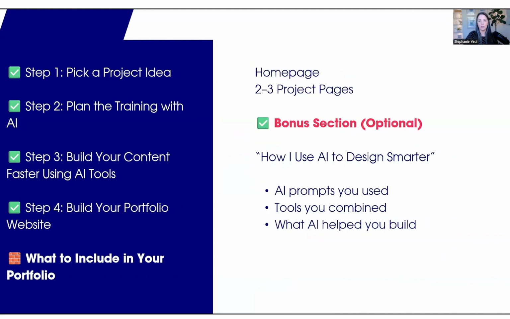Bonus section, it's optional, not absolutely necessary, but this one's really cool as we see more and more job descriptions require some type of AI literacy. You want to make sure that you are writing how you used AI to design smarter. So the AI prompts that you use, the tools that you combine to come up with these incredible portfolios and materials, and what AI ultimately helped you build, big picture.